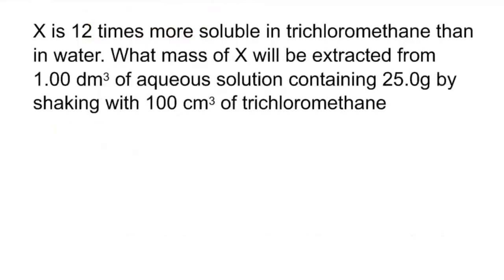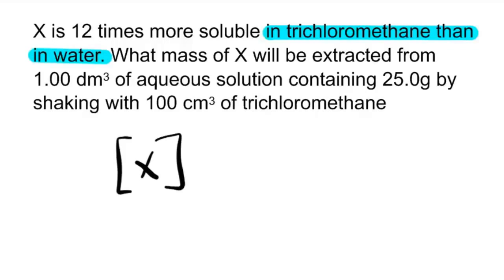Okay, the first of several questions now. Do pause and give each of these a go, please, before you look at my solution. Highlighted in blue here, it states in trichloromethane than in water. Now, the order in which these chemicals appear in that sentence is very important. Because trichloromethane is mentioned before the water, then we are to assume that X is 12 times more soluble in the trichloromethane. Just read that first sentence again, and the order in which trichloromethane and water appear is very important.